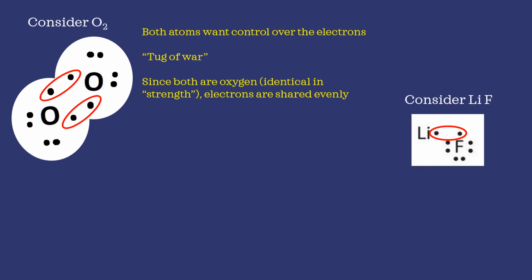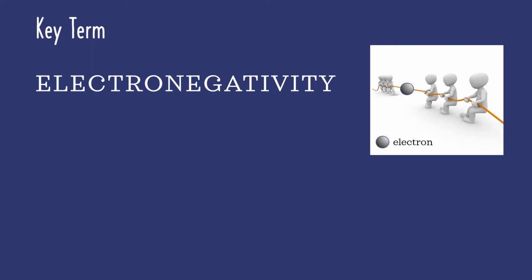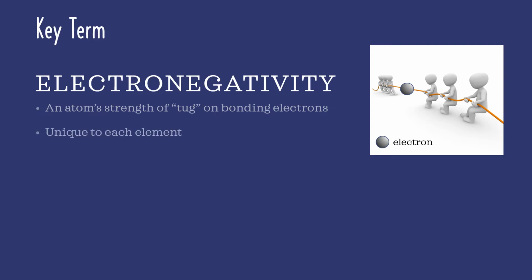These examples demonstrate what happens when interacting atoms have either similar strengths or drastically different strengths in that tug of war competition over electrons. This brings us to our first key term, electronegativity. Each element has its own unique strength when it comes to potential tug-of-war battles with other atoms. Revealed through experimentation, this value is called electronegativity. The higher the electronegativity, the stronger the atom's tug on bonding electrons.